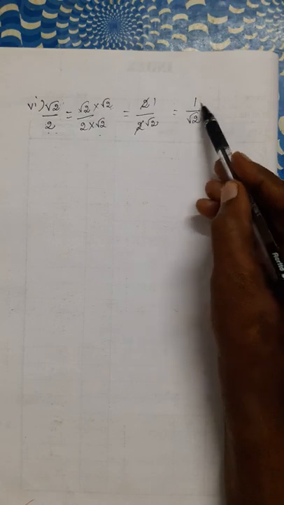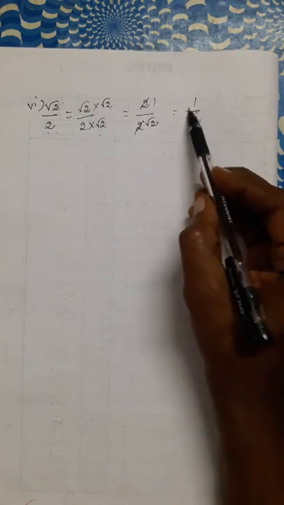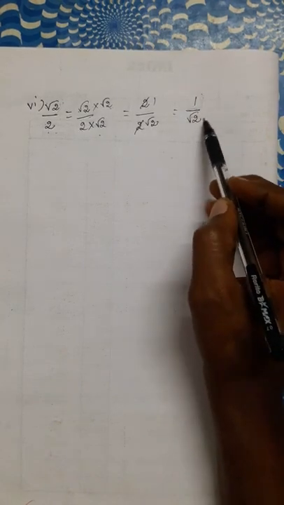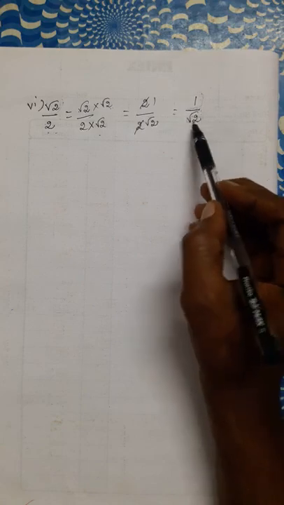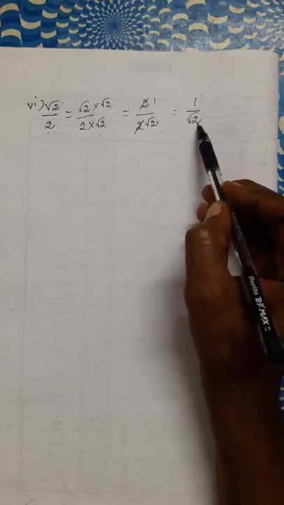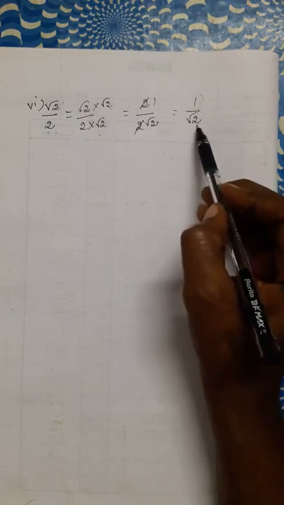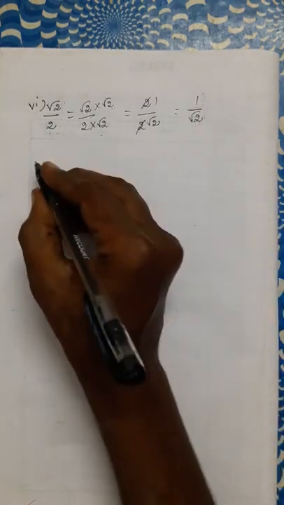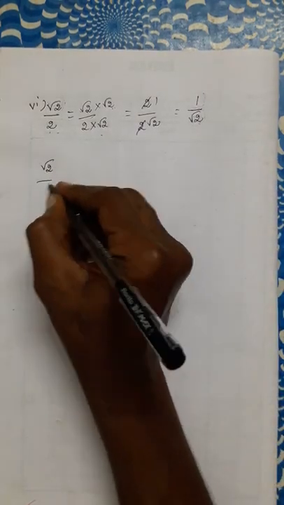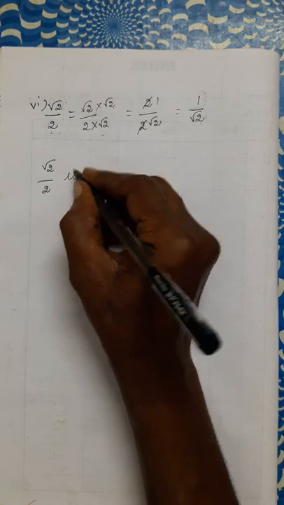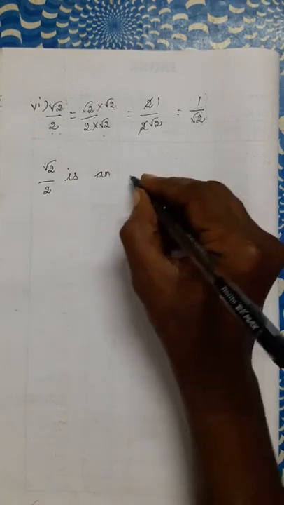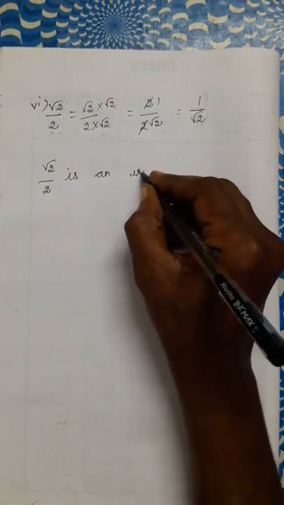Here the numerator is which number? Integer. But the denominator root 2, inside the root what number is there? Not a perfect square number. Therefore this number is an irrational number. Root 2 by 2 is an irrational number.